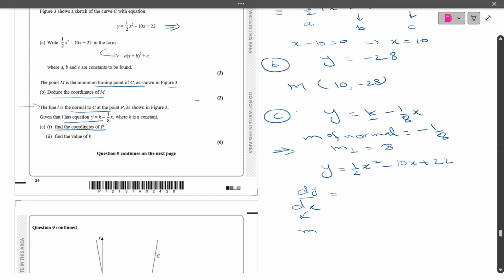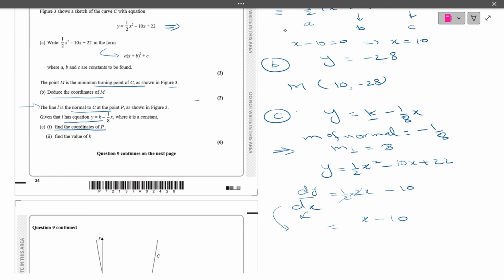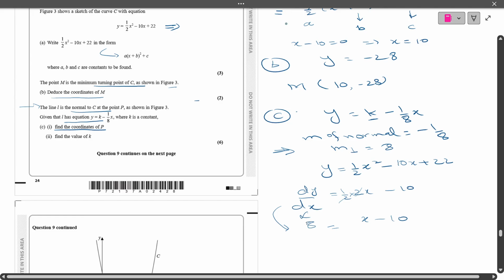So let's differentiate it. 1 over 2x squared is 1 over 2 into 2x, negative 10, and plus 22 is 0. The derivative of a constant is 0, and this is cancelled, so I have x minus 10. And gradient of tangent at P is, let me erase because I have to find out the coordinate of P. So this is 8, okay, at P, so I can find here x, so x will be 18.